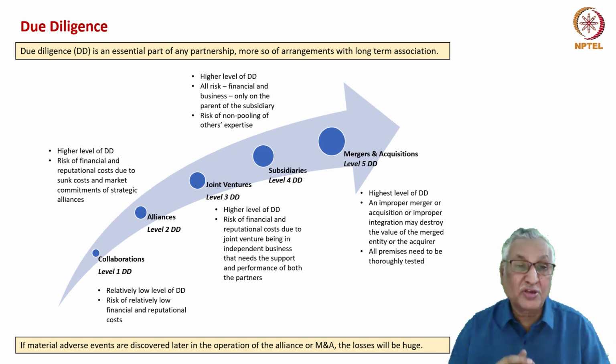The first type of alliance or collaboration, which we have discussed earlier, is the pure and simple collaboration methodology, which may involve technical, financial, or both. And the due diligence that is required for that can be talked about as level 1 DD.